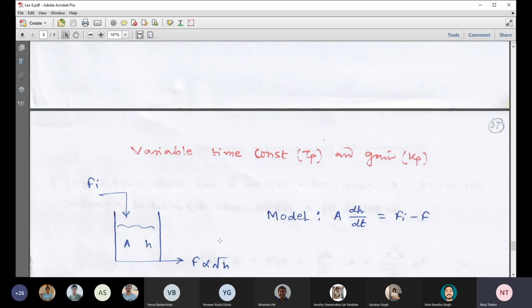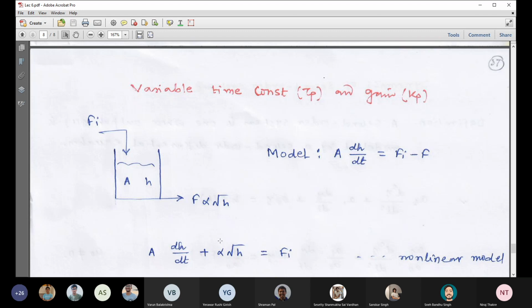So for this, let us pick up this simple example, liquid tank system again. Our input is Fi and output is F, which is proportional to say root H. So naturally our model is becoming nonlinear because of considering F proportional to root H. This is the nonlinear model which in fact we got previously.